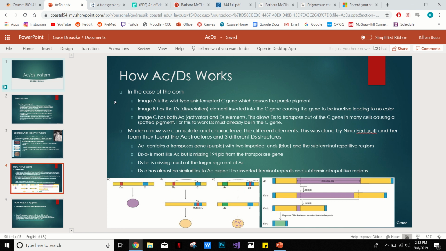We previously stated it in the how Ac/Ds works section. And right here it shows how if a Ds and the C locus are not in contact with each other, then the gene will operate as normal, and it'll produce the purple pigment here in the corn. And if the Ds transposable element moves into or adjacent to the C locus, then it'll produce a mutant C locus, which doesn't produce the pigment. And then this is an example of how the knockout comes into play. If the Ds element is able to move into the C locus, it'll totally knock it out.